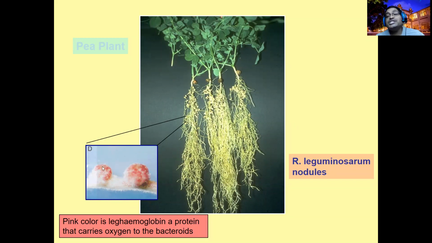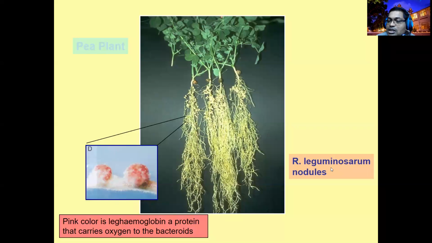Nodules are reddish in color because of leghemoglobin. I told you hemoglobin is there. This is maintained in oxygen-free conditions. Otherwise, nitrogen will not be converted into ammonia, right? So the leghemoglobin present in the nodules is what gives the reddish color, like our blood, right?